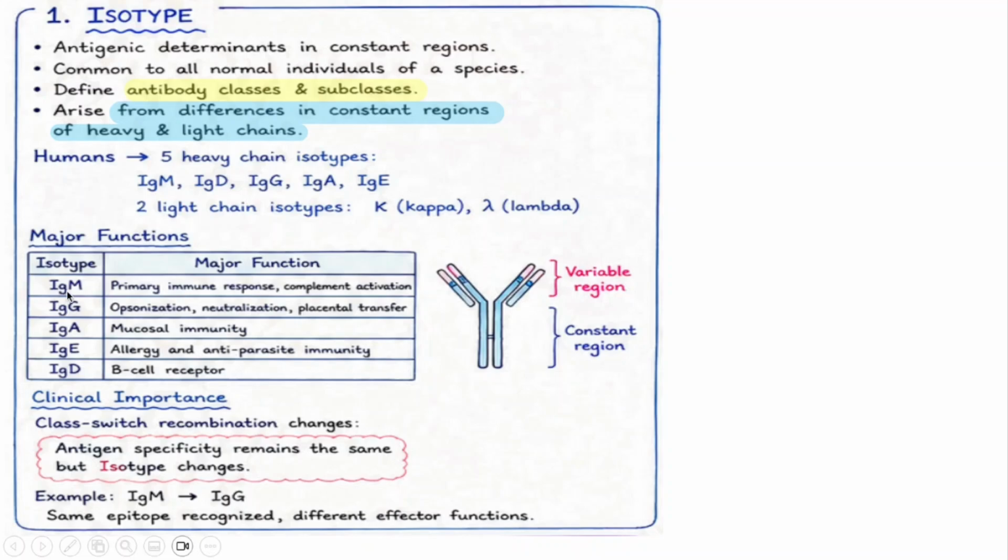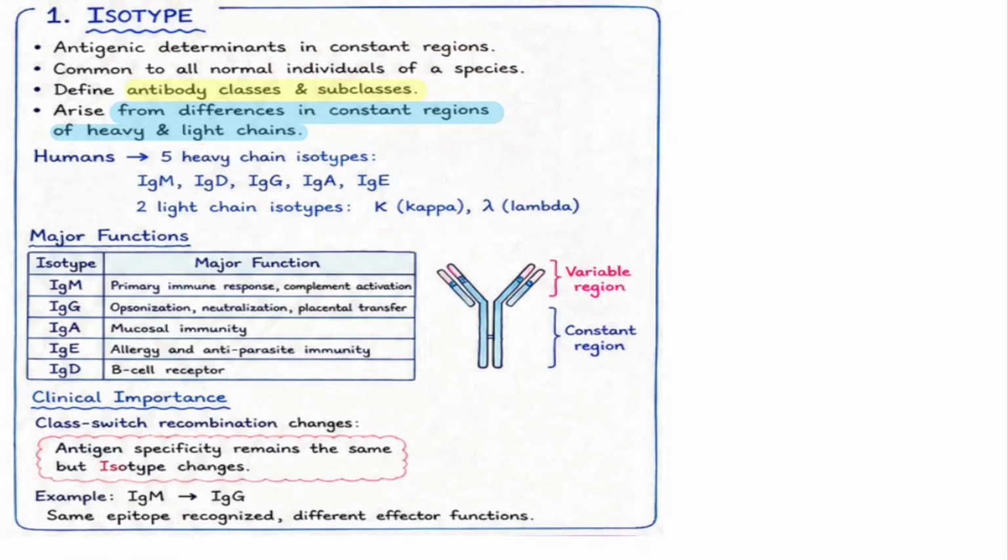For example, IgM is responsible for primary immune response. It is responsible for complement activation. But in case of IgG, there can be opsonization, neutralization, and placental transfer in case of pregnancy. If there is class switching to IgA, and the site of infection is, for example, GIT, there is also mucosal immunity. If there is allergic reaction, there will be class switching to IgE, and it provides function in various anti-inflammatory, anti-allergic, anti-parasitic interactions.